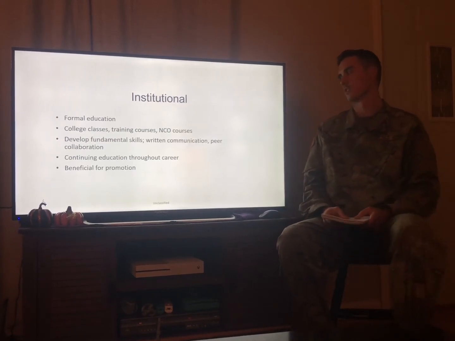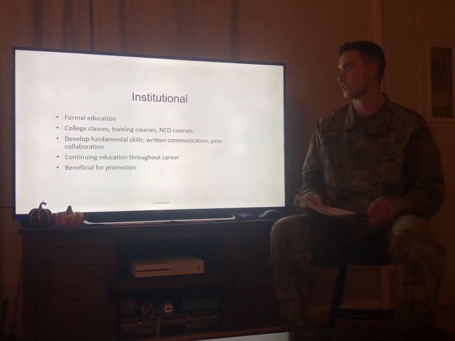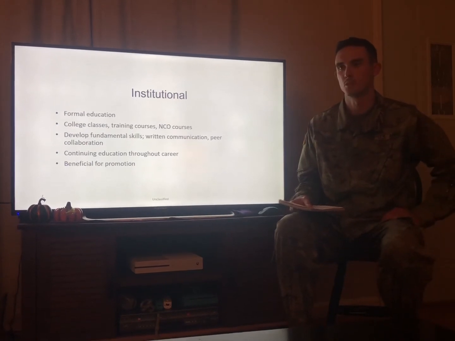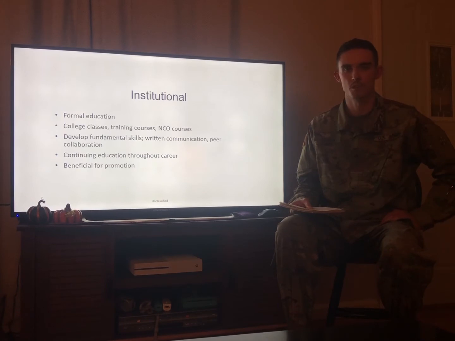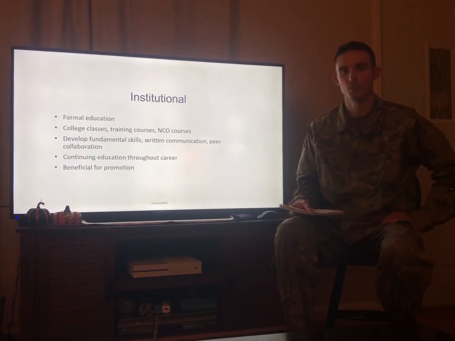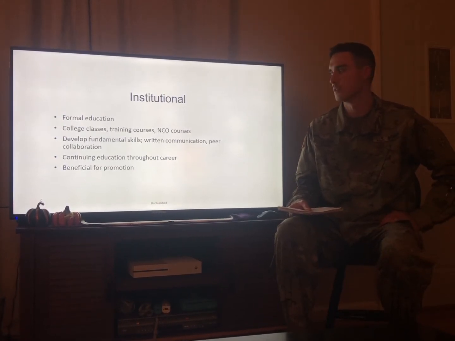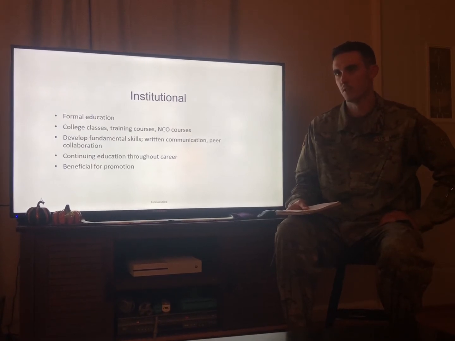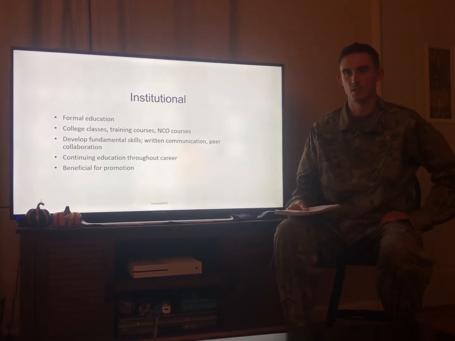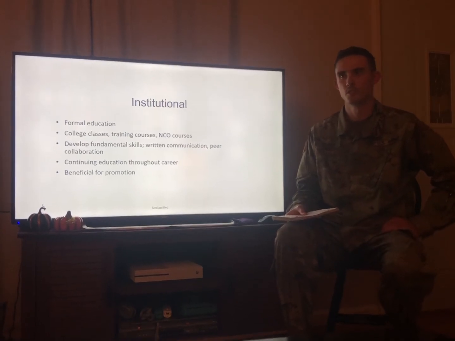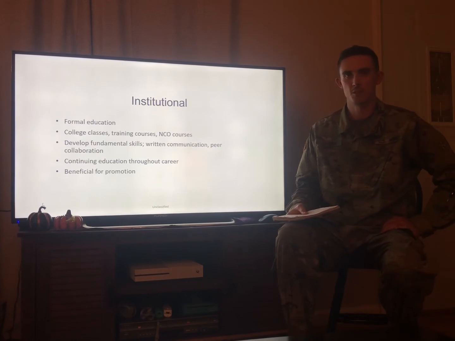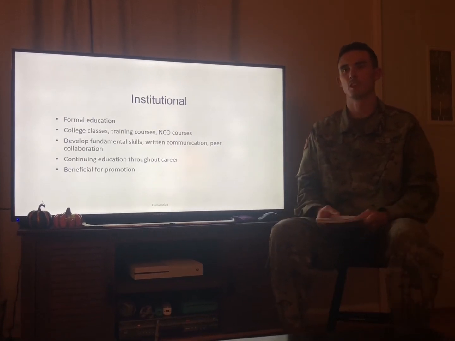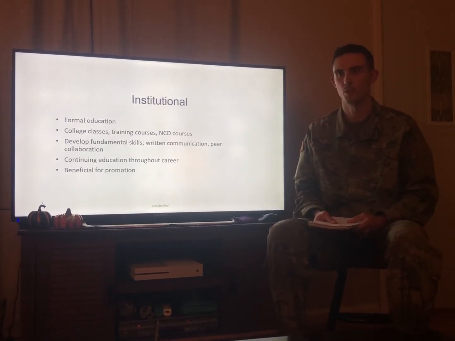The first topic we're going to discuss is institutional. This comes in formal education, such as college classes, training events, NCO courses such as BLC or ALC. These can develop fundamental skills. This is known as the walk phase. Leaders can develop in the classroom setting. They can make mistakes without being reprimanded.